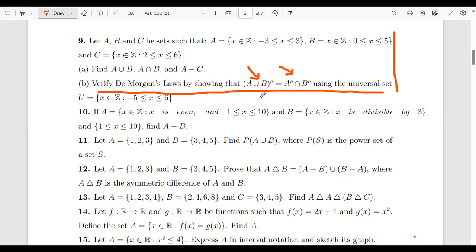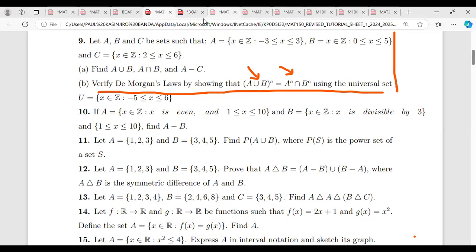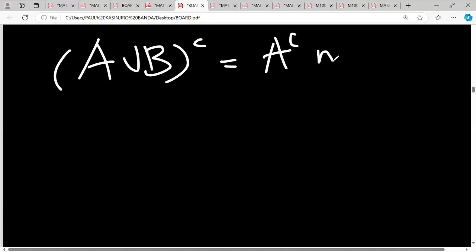But let's continue. So we want to prove these De Morgan's laws. So what are we going to do? We have A union B, and then we have a complement. This should be equal to A complement intersection B complement.